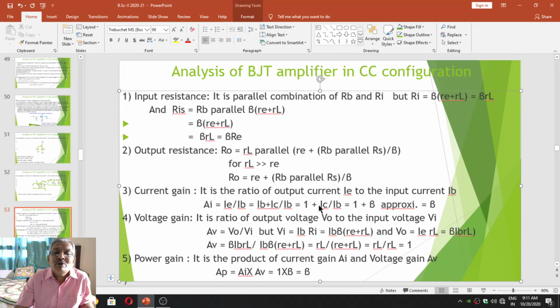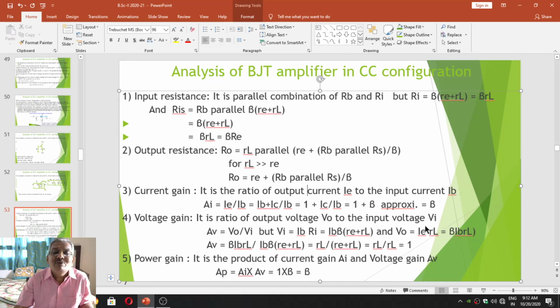Now voltage gain, it is a ratio of output voltage VO to the input voltage VI. By definition, Av is equal to VO upon VI, but VI is equal to IB into Ri. We have Ri which we already calculated, that is IB into beta into Re plus RL. And VO is equal to IE into RL, where IE is equal to beta IB. That's why we can write VO is equal to beta into IB into RL, whereas VI is equal to beta into IB into Re plus RL.